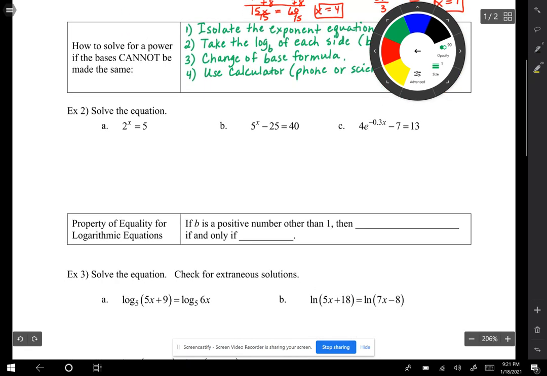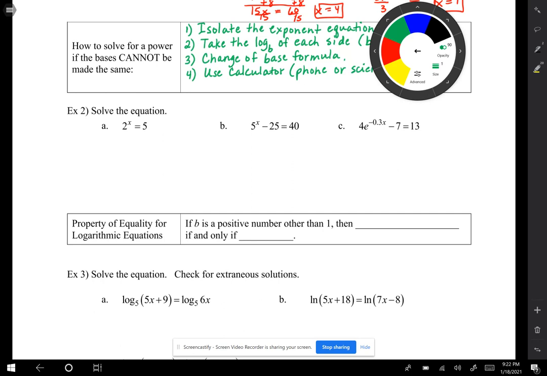So here's a case where you can't take the number 5 and use 2 as a base. You can never get 5 to become the base of 2. It's just not possible. So when that's the case, we want to get the exponent expression by itself.